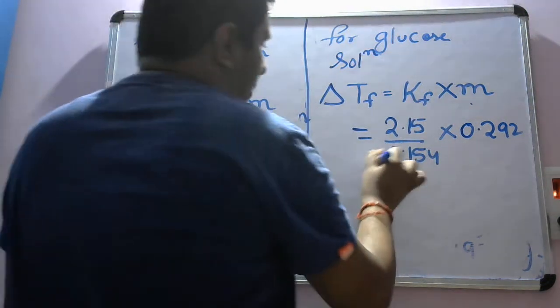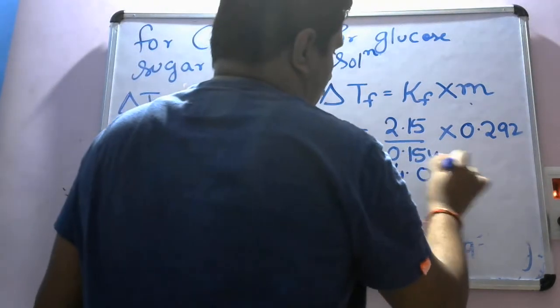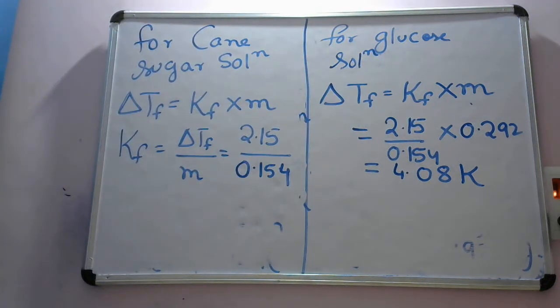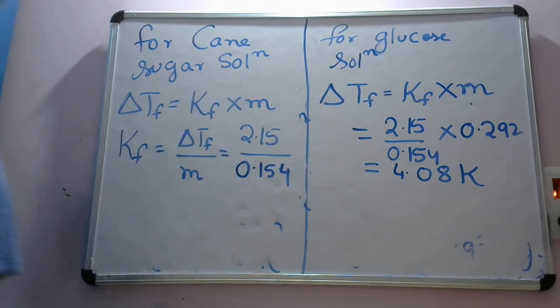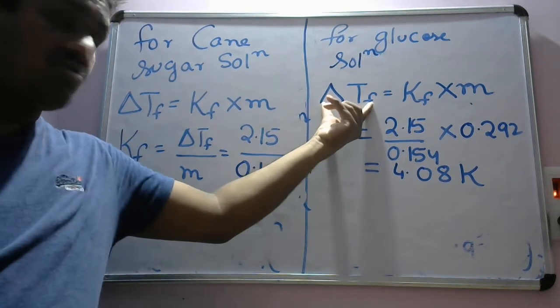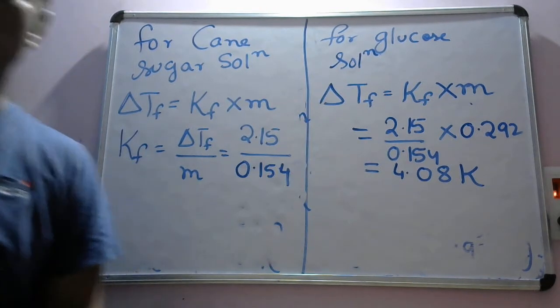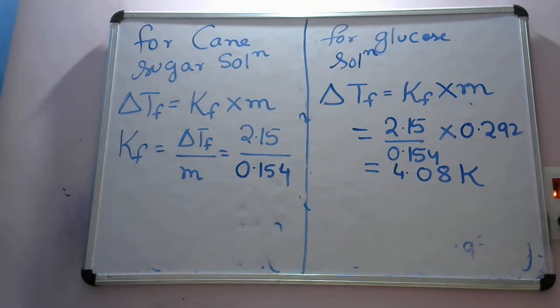Okay, so when you calculate this value, you will get 4.08, obviously in Kelvin. 4.08 Kelvin. So the decrease in freezing point we got for glucose solution is 4.08 Kelvin. But what we want is the freezing point of glucose solution. We don't want this. Although we calculated this, it will be helpful, but we want the freezing point of a glucose solution. How to calculate the exact freezing point? This is the depression in freezing point.